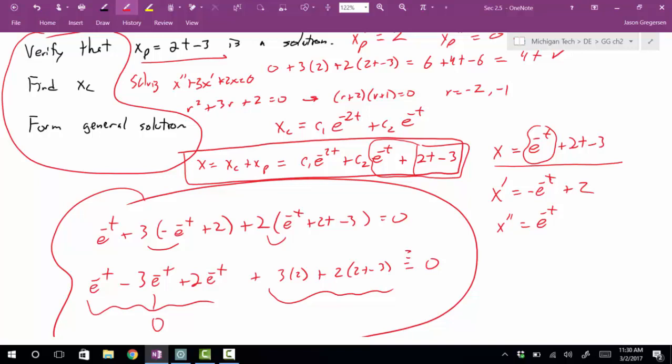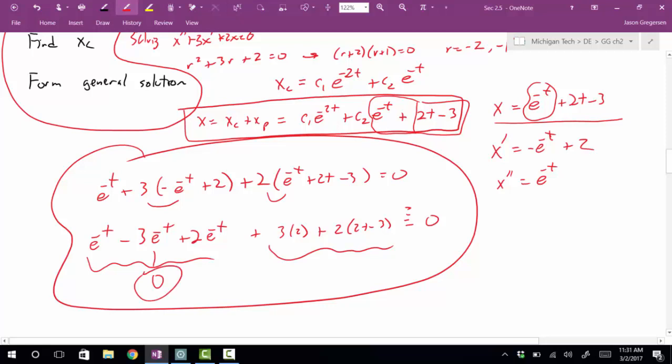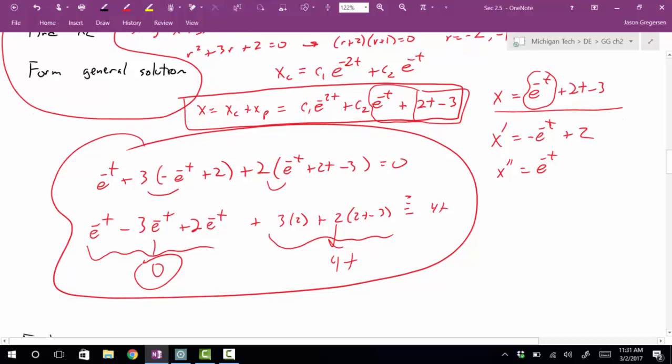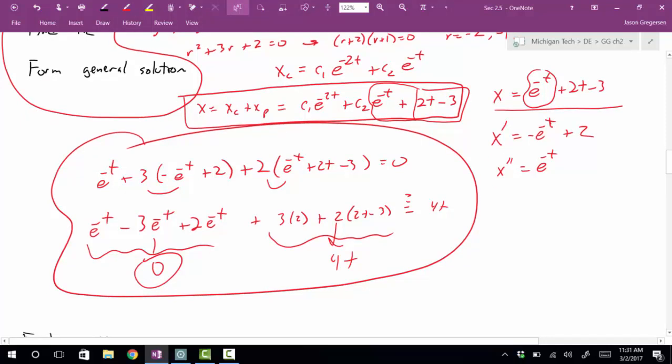Good questions. Other questions? Right, so this side was 0, but this side over here will give me that 4t piece. All right, yep, sorry, you're right. Thank you. Yes, make sure you change your notes there. Thank you. Other questions or comments?